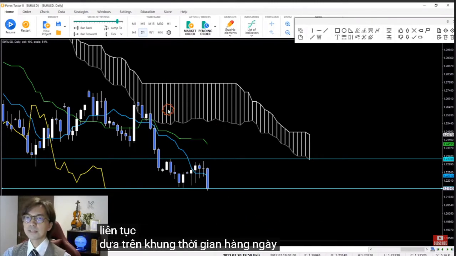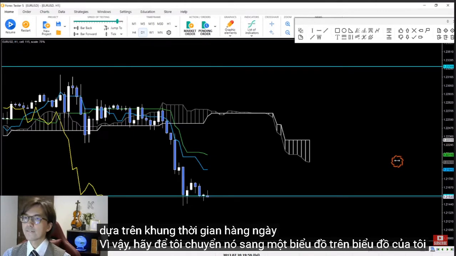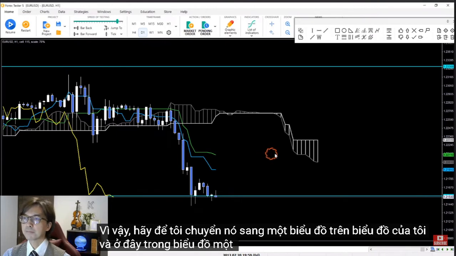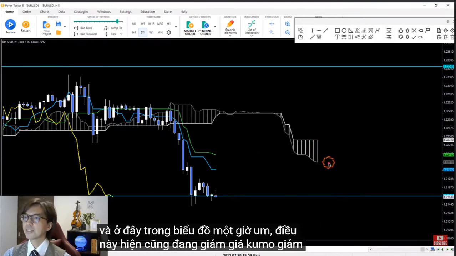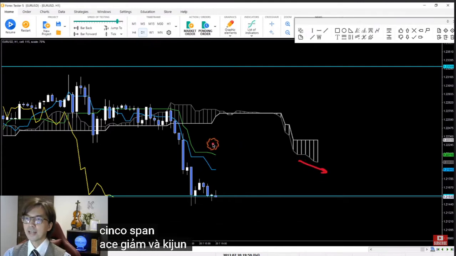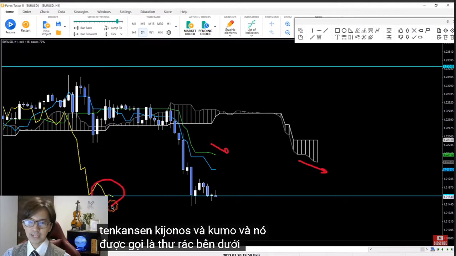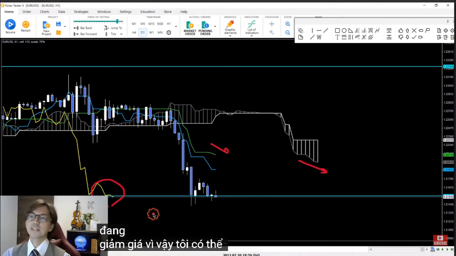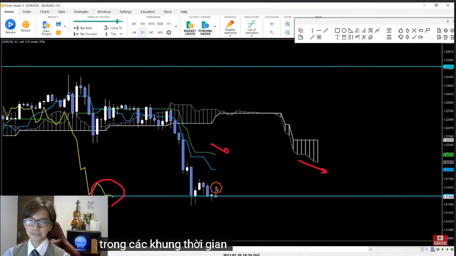So let me switch to the 1 hour chart. And here in the 1 hour chart, this is now also bearish. The Kumo's down, Senko span A is down, and Kijun Sen down. Price is below Tenkan Sen, Kijun Sen, Kumo, and Chikou span is below the candles. And this is bearish, so I can look for the sell chance, selling edge in lower time frames.